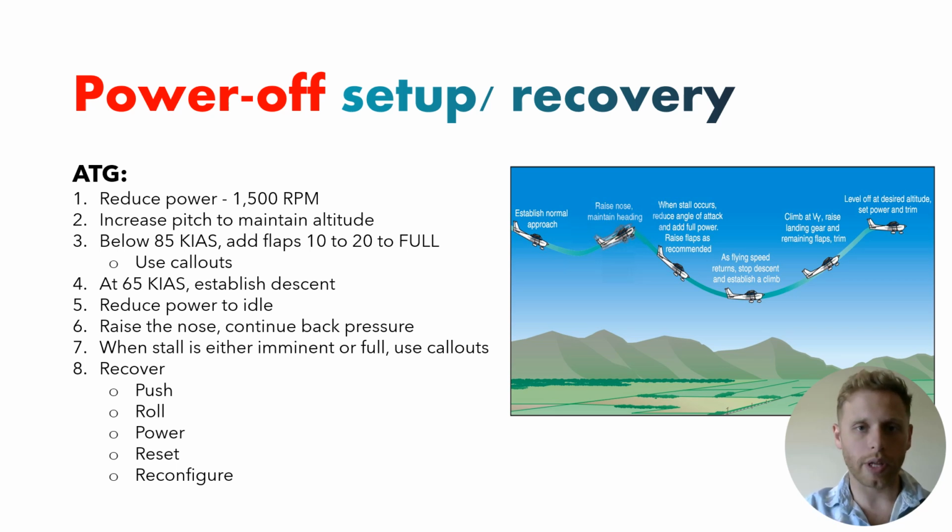Recovery procedure: push, roll, power, reset, reconfigure. So push forward. For this one, you might just want to relieve some back pressure and push just a little bit. Roll your wings level. Get that power back to full, so you get some more airspeed going, and reset your plane for straight and level flight, and then reconfigure for the next maneuver.